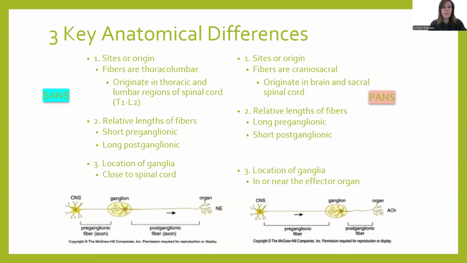All right, so there are three key anatomical differences between the SANS and PANS. The first is the origin of the fibers. In the SANS, it comes from the thoracolumbar region, which is the T1 to L2 region.